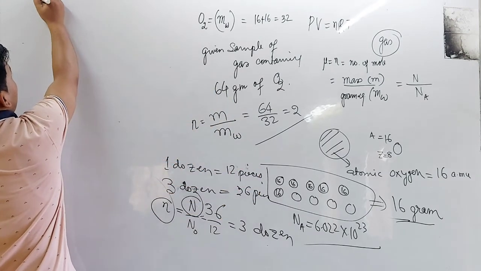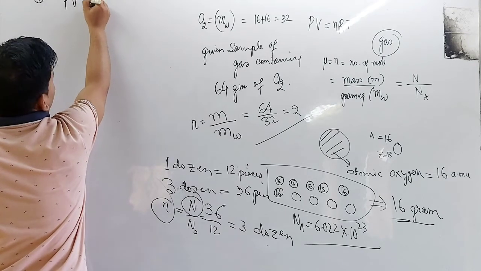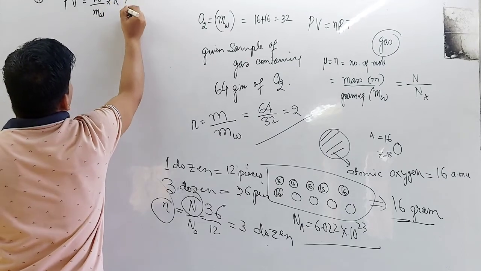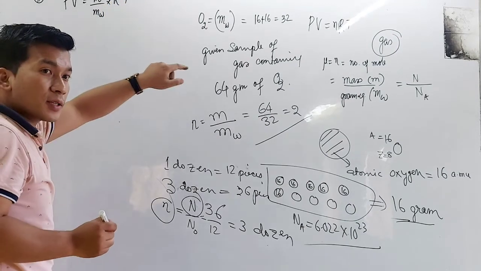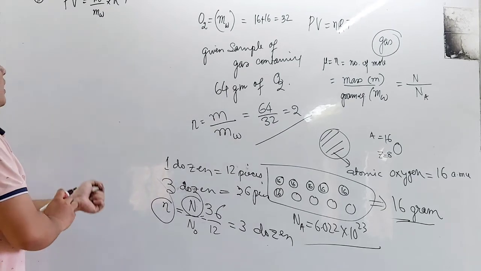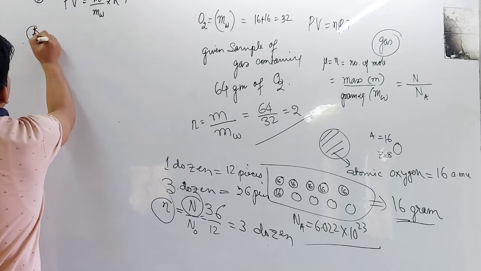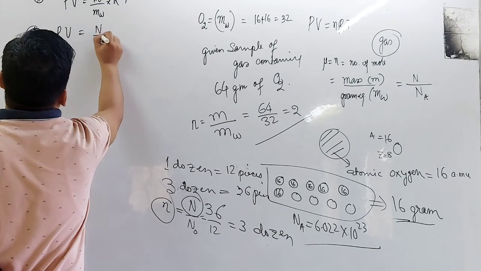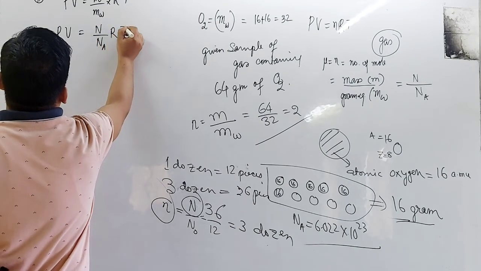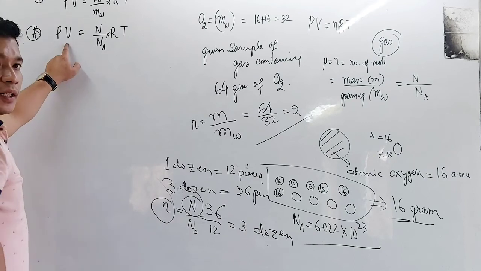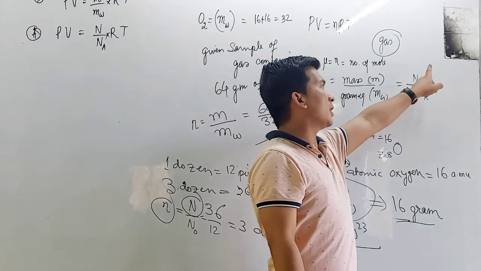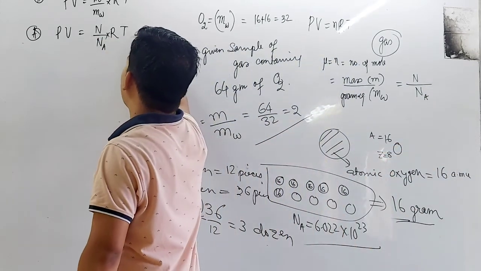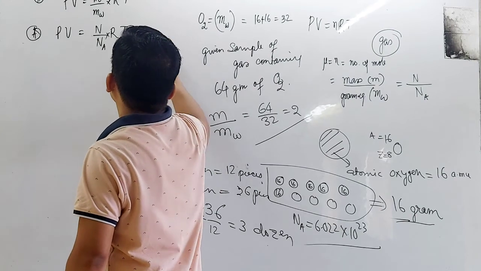Now let us see the basic conversion of PV equals M divided by MW into RT. This is the first form of our ideal gas equation. Next, the second formula: the number of moles can be written as the total number divided by Avogadro number.